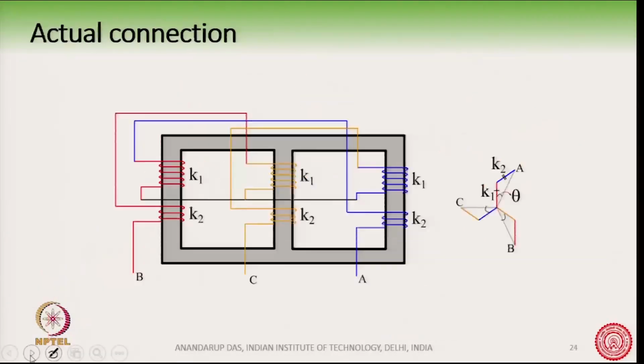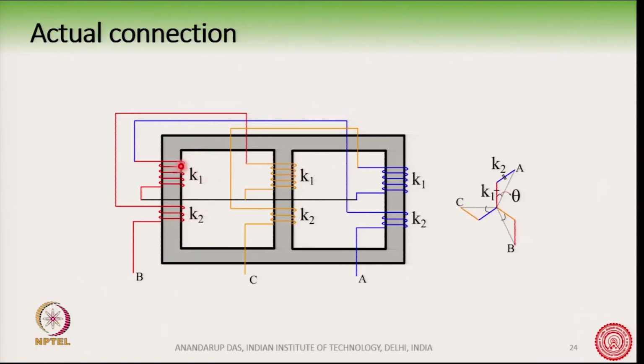So, how do we actually do it in a transformer? It is very simple actually. Here you can see the R phase winding. The total number of turns is K1 plus K2, which we have split into two parts, K1 and K2.